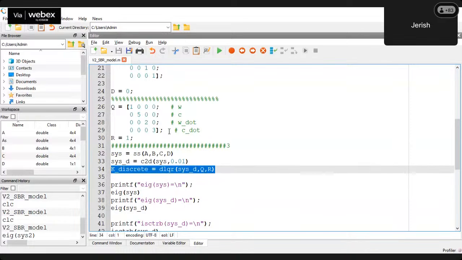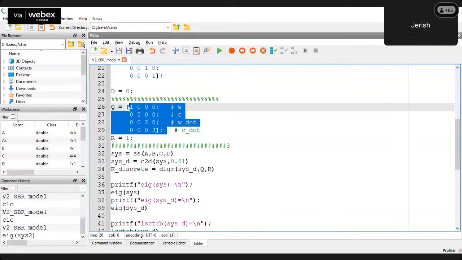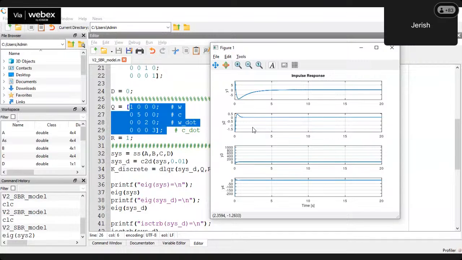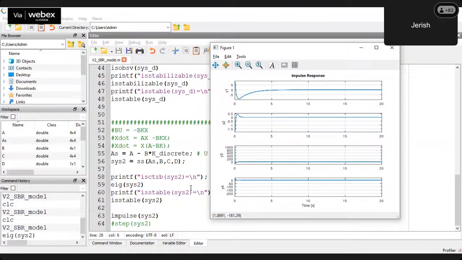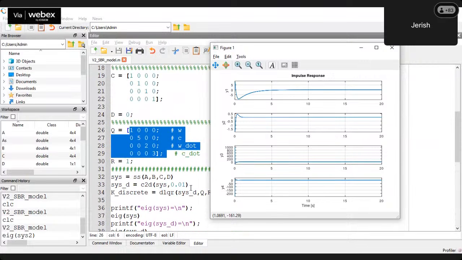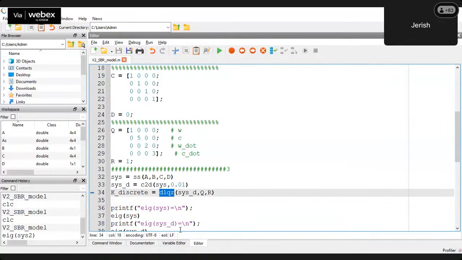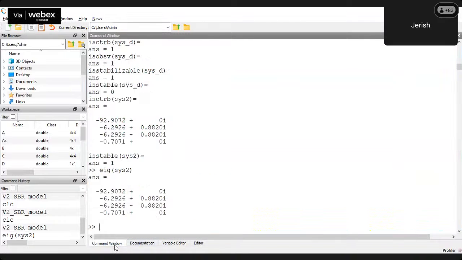Now changing the values of these Q and R matrices will result in a different kind of response. It would be a faster or slower response, and the state to which we give the highest priority will be corrected more rigorously. So that's how these things should be tweaked. Okay, I hope till now this is clear. So now these gains, whatever we get as K discrete, should directly be used inside the microcontroller where we are actually applying it on hardware.